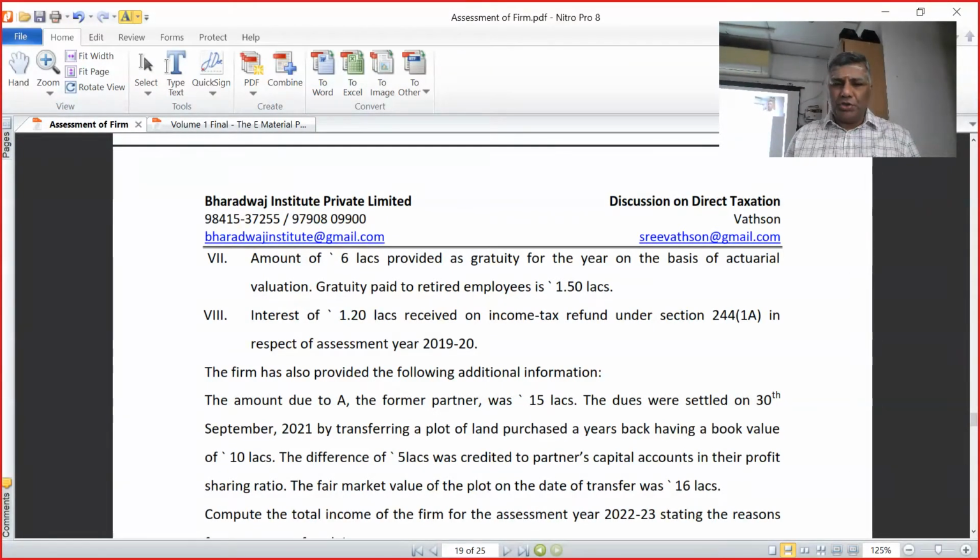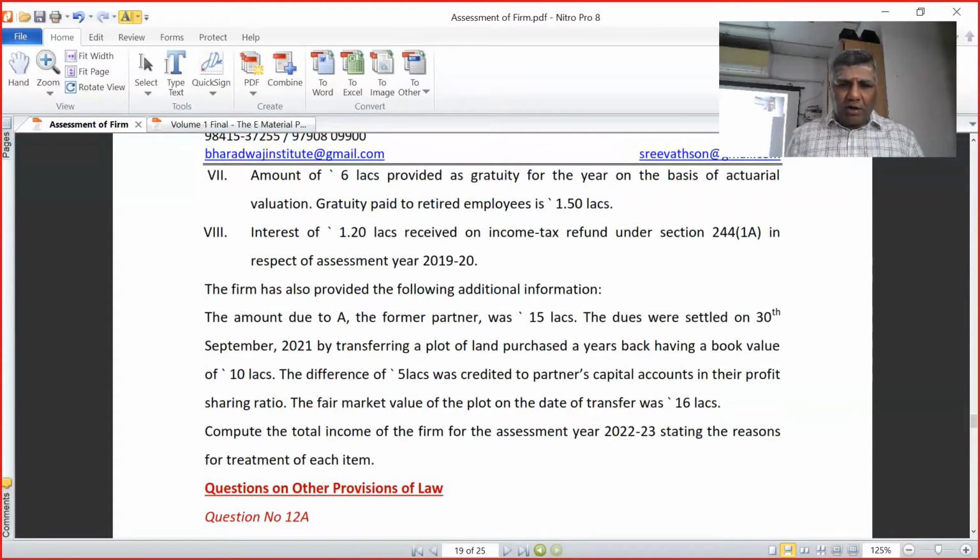Other sources. The firm's other information: the amount due to a former partner was 15 lakhs. This was settled in the current year by transferring a plot of land purchased a year back, having a book value of 10 lakhs. The difference of 5 lakhs was credited to the partners' capital accounts in their profit sharing ratio. Fair market value is 16 lakhs. Compute the total income of the firm, stating the reason for treatment of each item.